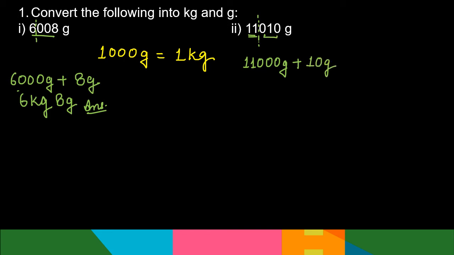11,000 gram is equal to 11 kilogram, because 1000 gram makes 1 kilogram. So 11,000 grams means 11 kilogram. And these 10 grams will be written as it is. So it will be 11 kilogram and 10 grams.